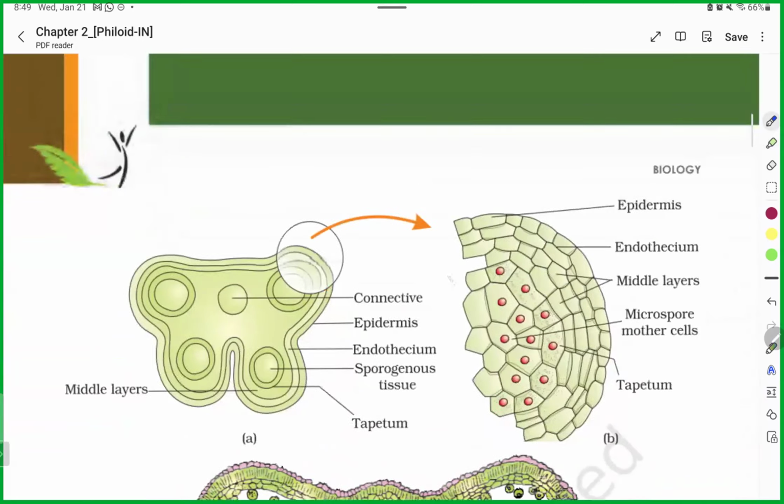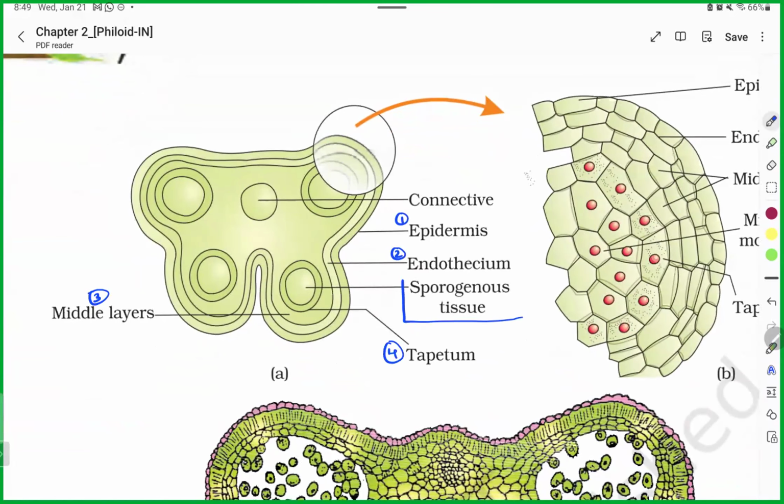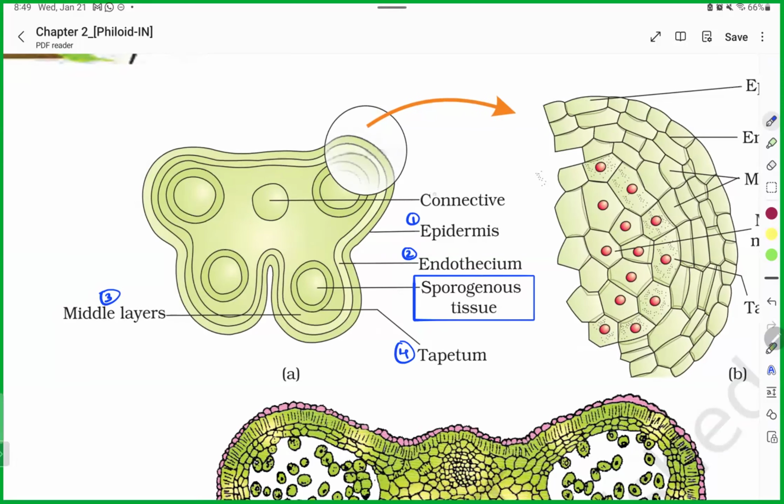Same here. Outermost is the epidermis, second is the endothelium, third is the middle layer, fourth is the tapetum. At the center of the fourth layer, you have sporogenous tissue. And at the center of all four sporogenous tissues or microsporangia, you have the connective. The connective connects all four microsporangia.